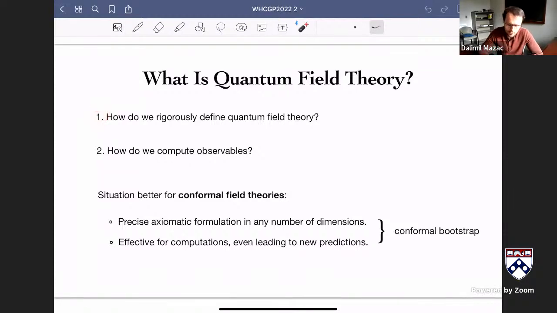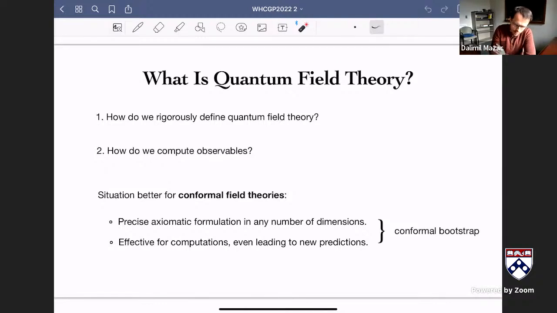The first one is how do we rigorously define quantum field theory? And the second one is how do we compute observables? And usually, an approach which is good at addressing question one is not so good at computing observables, and vice versa. We have many non-rigorous ways of computing observables which are not so good at addressing the first point. But the approach to quantum field theory that I like to highlight today during the talk is the conformal bootstrap.